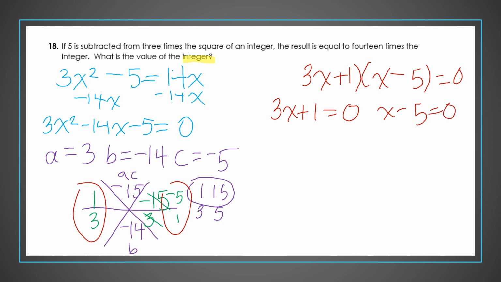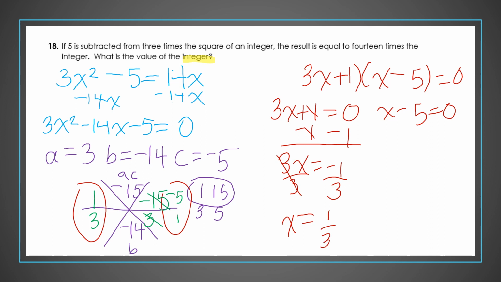To solve 3x plus 1 equals 0, I'm going to subtract 1 from both sides. That gives me 3x equals -1. And then divide both sides by 3. X gives me -1/3. Notice that is the opposite of the positive 1/3 I had as a fraction. To solve x minus 5 equals 0, I'm going to add 5 to both sides, and that gives me x equals 5. I do not have a coefficient besides 1, and so I do not need to divide.